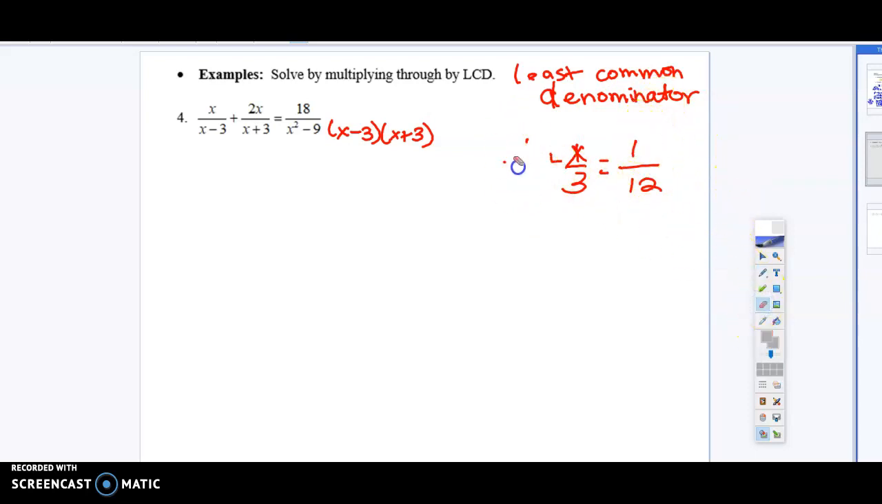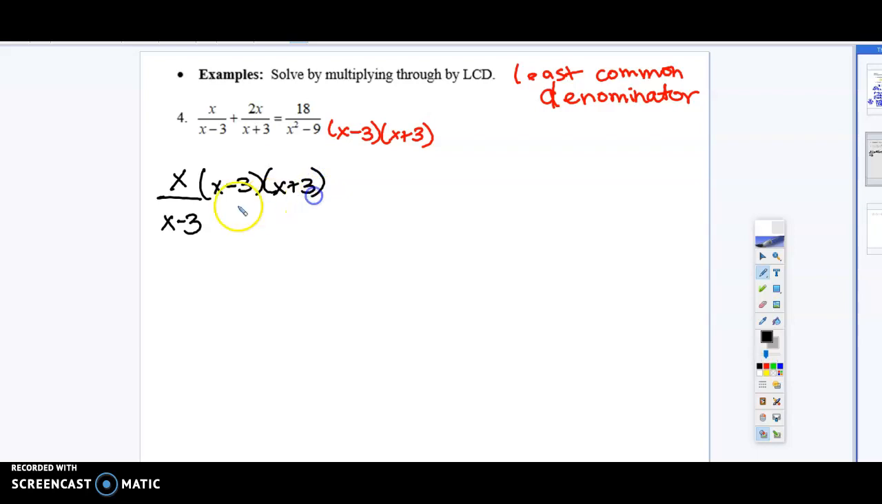All right, so we're going to erase that. Listen. All right, so what we're going to do here is we want to get rid of that denominator by multiplying by the least common denominator. So what I mean by that is we're going to take this first fraction, and we're going to multiply by x minus 3 times x plus 3. Okay, so we're going to multiply by x minus 3 times x plus 3.